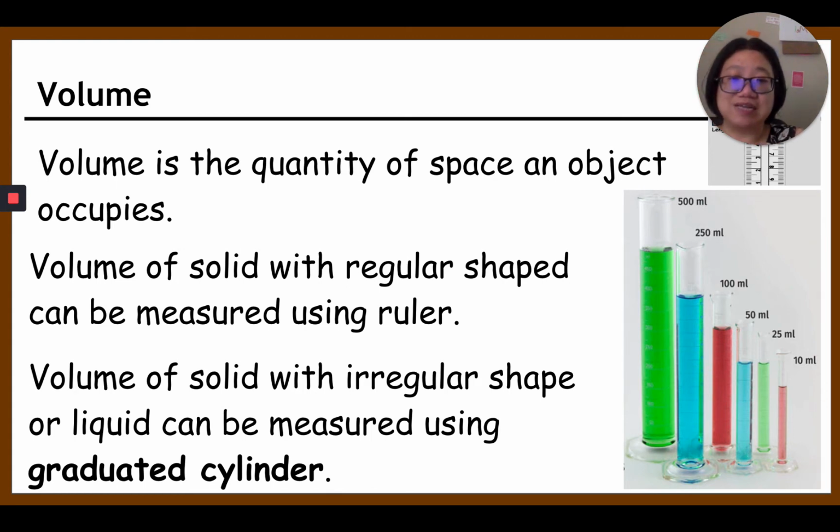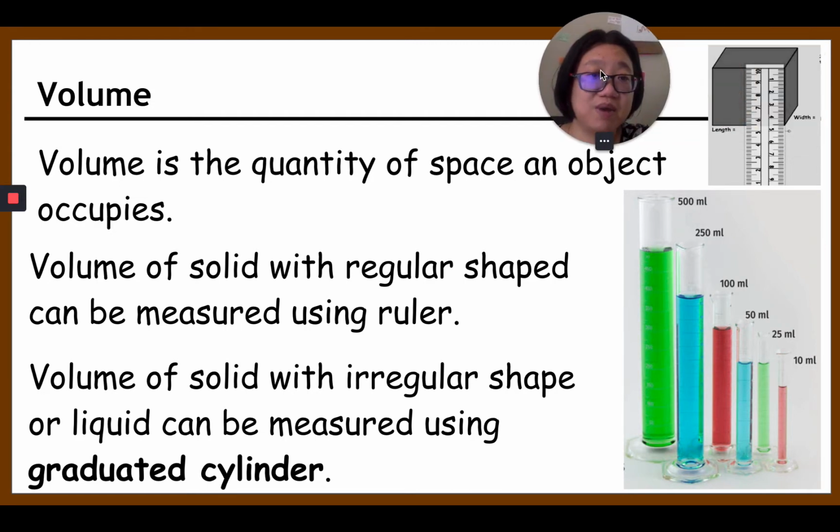Volume of a solid with regular shapes can usually be measured with a ruler and a formula. So for example, behind the camera, you can see that there is a cube, so you can measure it with the ruler, and then you can see we have length and width, right? We measure height, and then we can use a mathematical formula to figure out the volume of the object. So for most objects, as long as they are regular shapes, you can measure volume using a ruler.